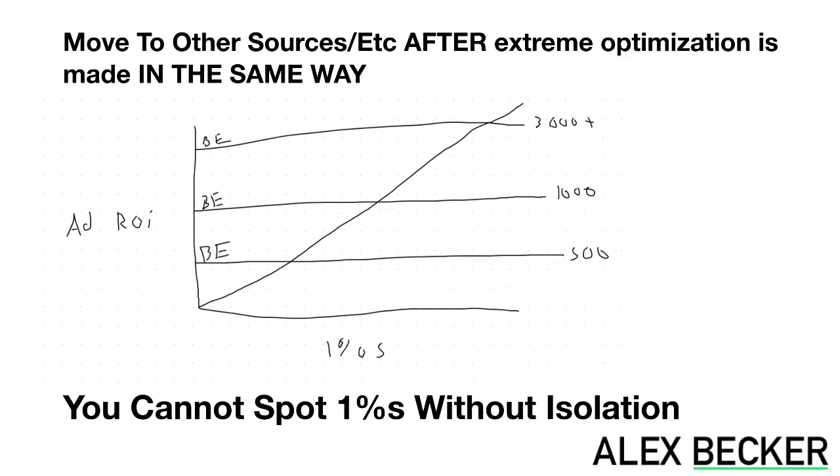So I'm not saying don't move to other sources either, okay? But you want to move to other sources after extreme optimization, and you want to do it in the same way. So once you get to like $10,000 a day on YouTube, maybe then consider moving over to Facebook too. You don't need Facebook. You can spend $20,000 a day on YouTube, no problem. I've done it. I actually realized that I could use really good tracking and hyper optimization to scale down to $10,000 a day and still make the same amount of sales. That's the key. But you can't spot these 1% wins without isolation.